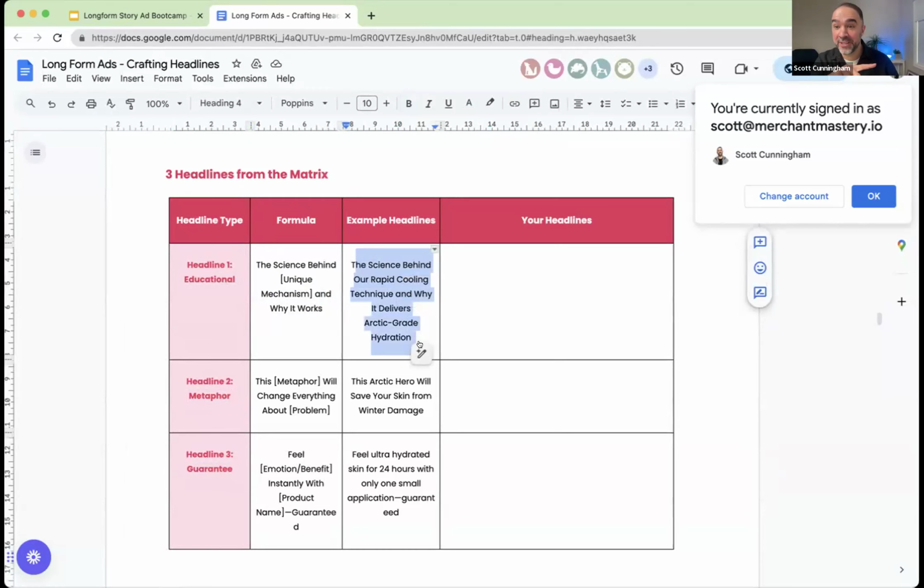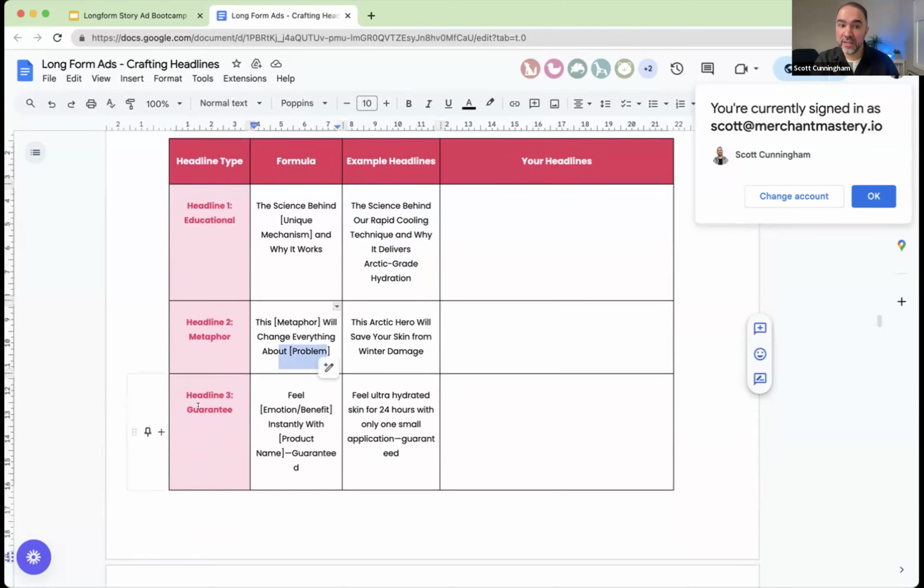This to me is getting close to the category three type, the category of one headline. This is getting there. This is getting really good. Okay, headline two, metaphor. This metaphor will change everything about problem. And so Arctic hero is the metaphor. This Arctic hero will save your skin from winter damage. So it's talking about the problem.